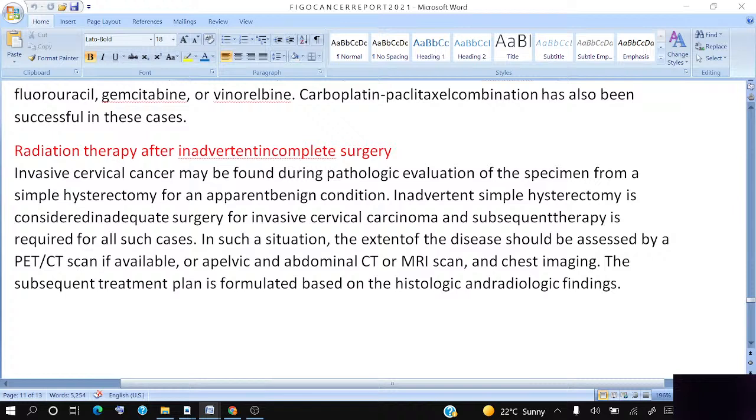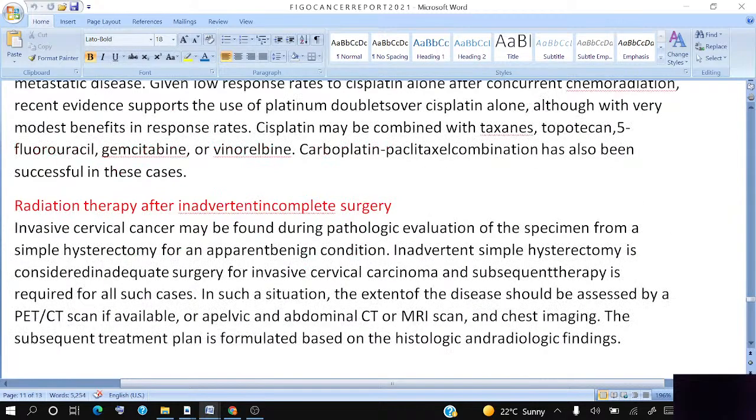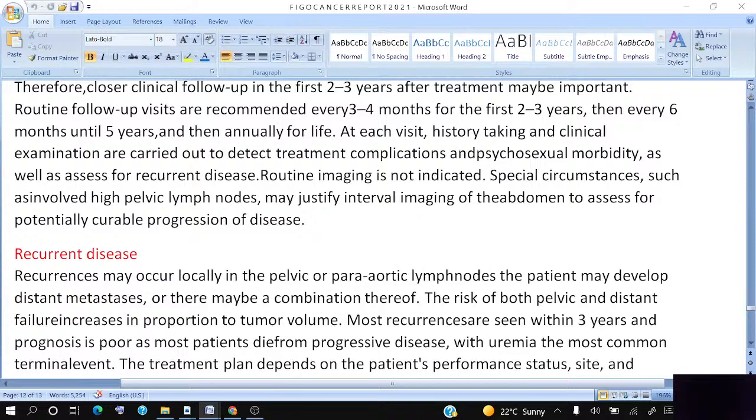In such a situation, we have to do an assessment by radiology, especially extension by PET and CT if available, pelvic and abdominal CT and MRI, and chest imaging. Whether the patient has incomplete or complete therapy will affect any treatment, surgical or after surgical, so we have to look at the advantages and disadvantages. So we have to go again to see and assess the patient by radiology.